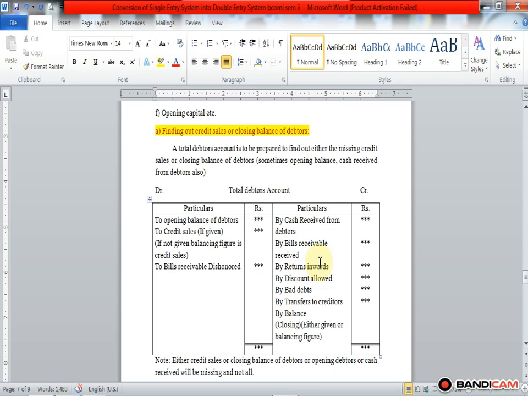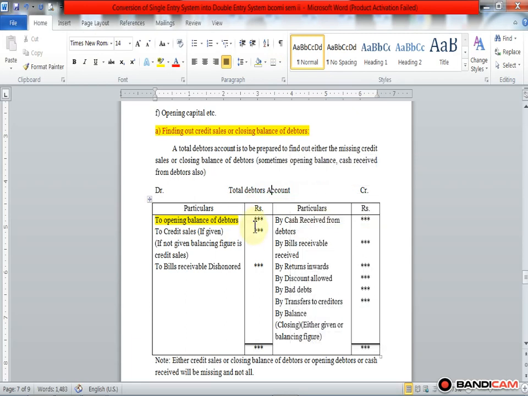So here the total debtors account is prepared, and its format is given here: debit side and credit side. On the debit side and credit side, it shows which items should be transferred. On the debit side, first of all, we transfer the opening balance of debtors, because debtors are our assets and assets always have a debit balance. So the opening balance of debtors is transferred to the debit side of the debtors account.